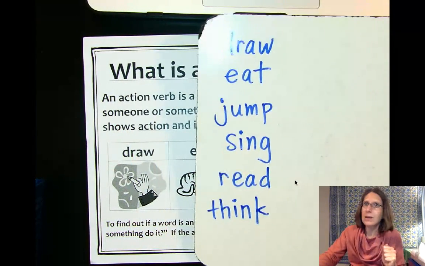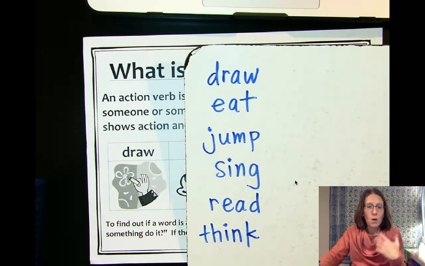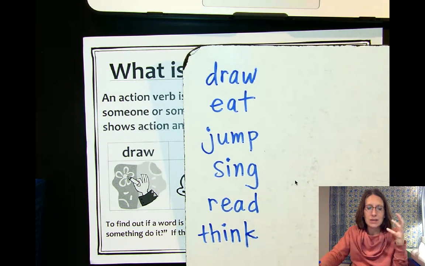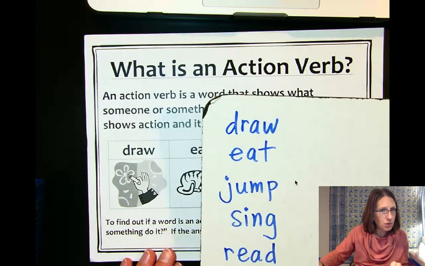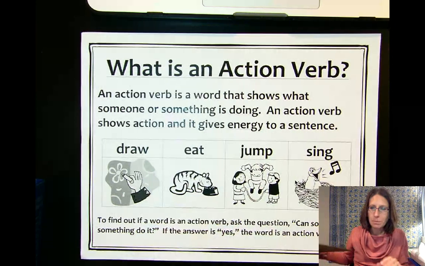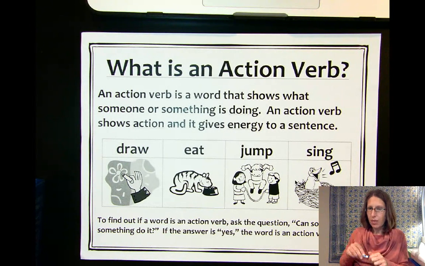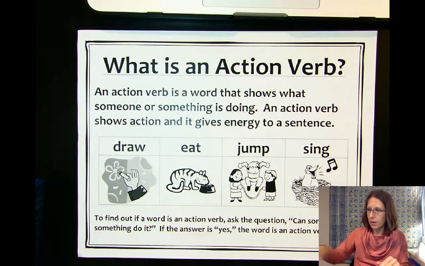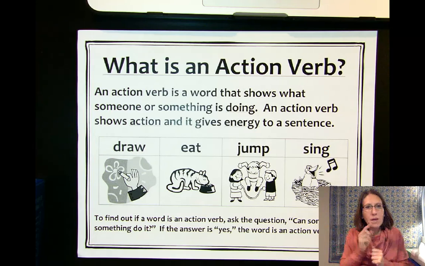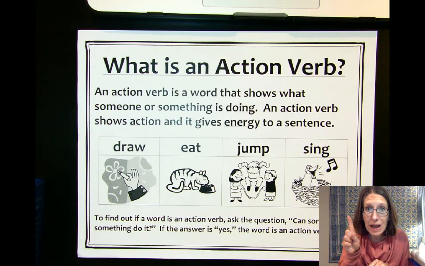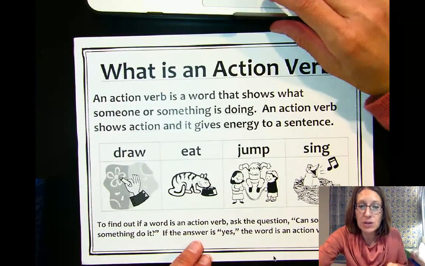If we were in the classroom, we would make a really big list together. That's called brainstorming, when we share our ideas and we have a big list of action verbs. So that is something that you definitely could do if you want to. But what I would like you to do now is to fill out the Google form and to think about action verbs and how we know if a word is an action verb. Can someone or something do it? If the answer is yes, it's an action verb.